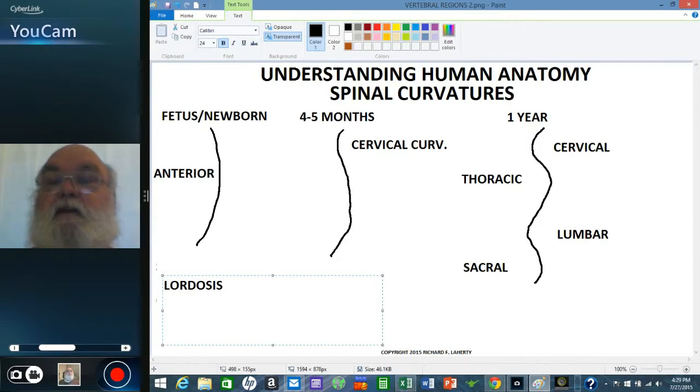On the other hand, if there's an increased curvature in the concave anterior direction, this is called kyphosis. And kyphosis is often seen in elderly that are bent over and have almost a hunch back. And any curvature in the lateral direction is abnormal, and this is called scoliosis.